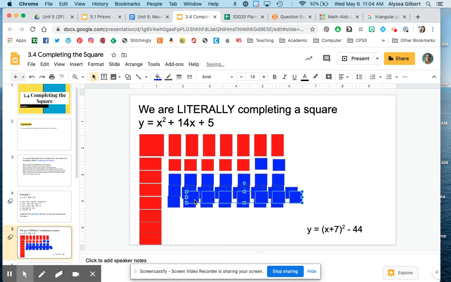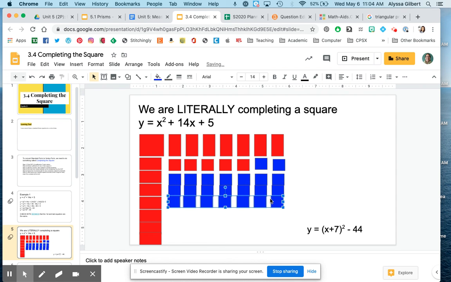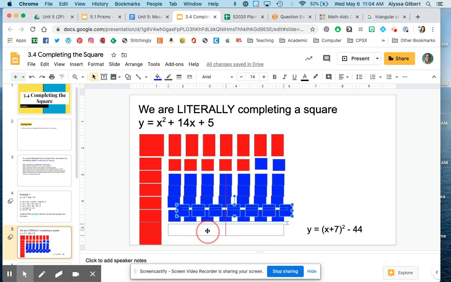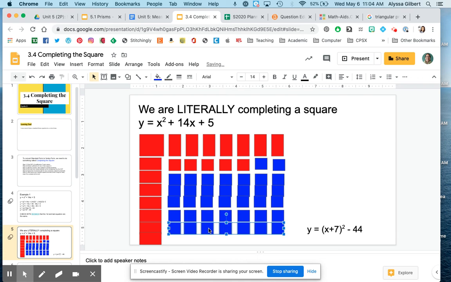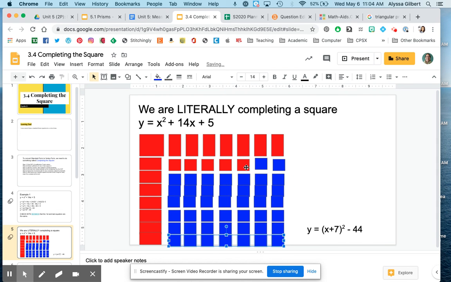Oh no, okay, let me try that again. I'm gonna go back, redo, then I'm gonna copy that and paste that and put it there. And then paste and put that one there, and we need one more. Paste. There. Okay, so see how we have one red, remember red is positive and blue is negative.